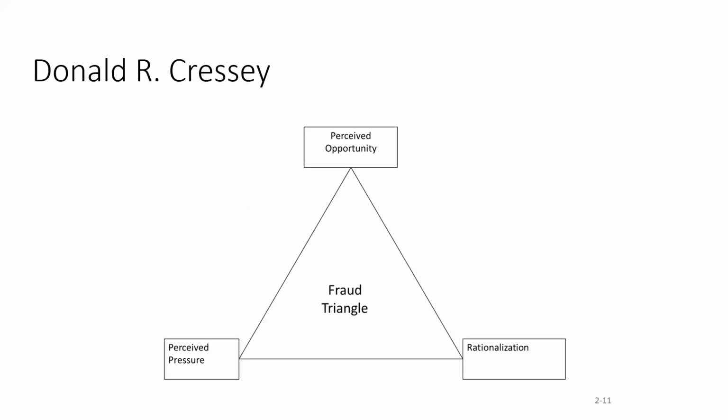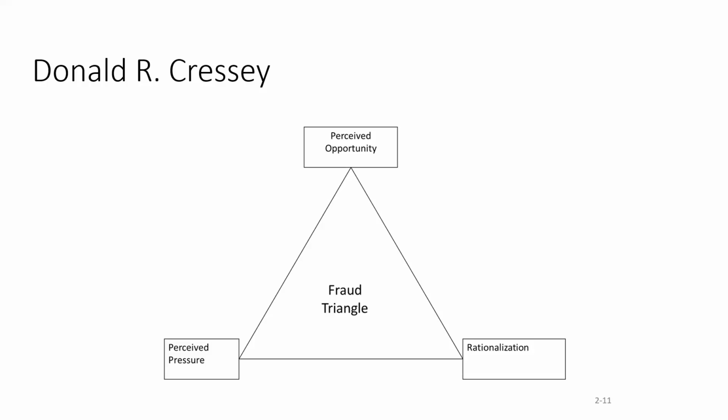Donald R. Cressy was one of Sutherland's students during the 1940s. His research, instead of being at that top elite level like Sutherland's, was more on embezzlers. And through his observations, he was able to develop the fraud triangle. We've heard about this before, but let's just go over it one more time. One leg of the fraud triangle represents perceived pressure or a non-shareable financial need. The second leg is perceived opportunity. And the final leg is rationalization. One of the most important pieces of the fraud triangle is that we have to have all three elements.